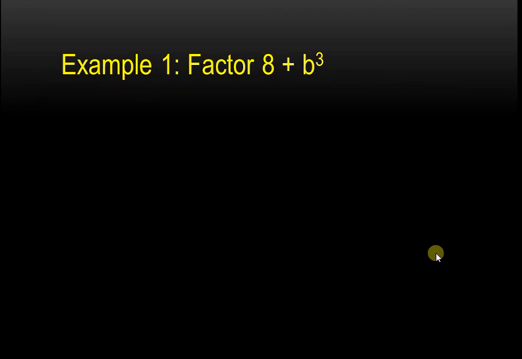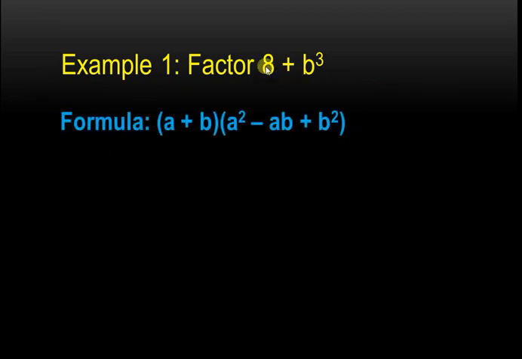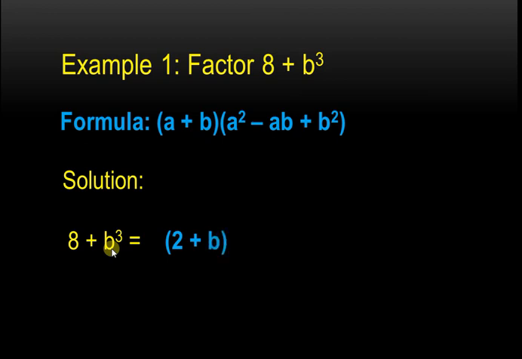Factor 8 plus b cubed. 8 is a perfect cube and b cubed is a perfect cube. The operation here is plus, so this is the formula that we're going to use. Solution. Get the cube root of 8. It's 2. Then put the plus and get the cube root of b cubed. That is b. For the second group, or the second factor, square the first term, that is 4.